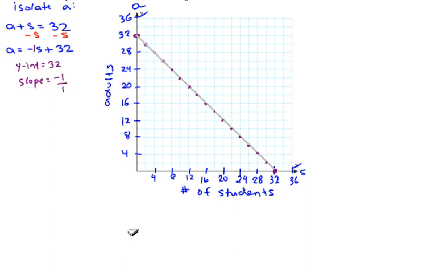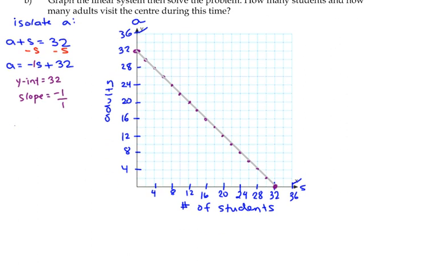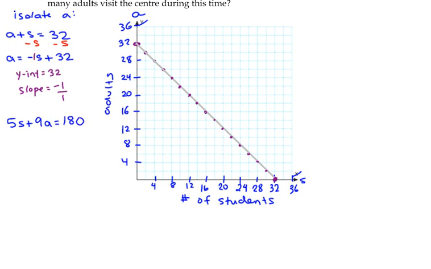Okay, next equation, isolating A. So the other equation was 5s plus 9a equals 180? Yes. Okay, so get A by itself. Minus 5s. So 9a equals negative 5s plus 180, and then divide by 9. That's where you can replace them with x and y if you want instead. A equals negative 5 over 9 s plus, what's 180 divided by 9? 20.